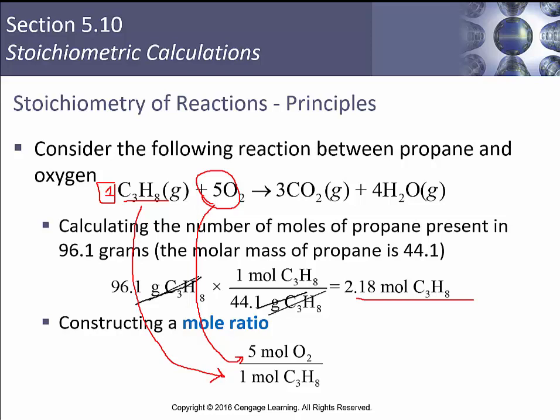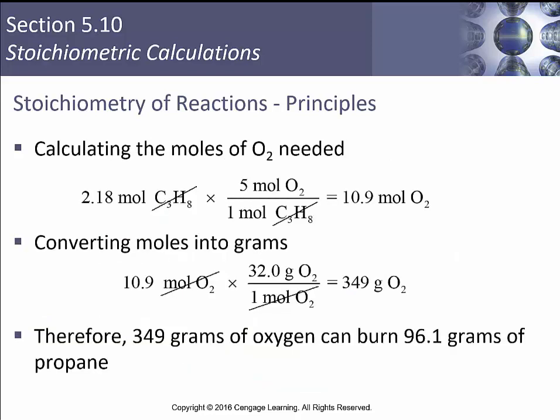To calculate the number of moles of oxygen needed, you're just going to take your moles of propane. You're going to use that mole-to-mole ratio that came from your balanced chemical equation, and you're just going to multiply that. Moles of propane cancel out. You're left with moles of oxygen, 10.9 moles of oxygen. Convert those moles of oxygen into grams. 10.9 moles of oxygen times the molar mass of oxygen, O2. Keep in mind this is O2. And your moles of O2 cancel each other out. You're left with 349 grams.